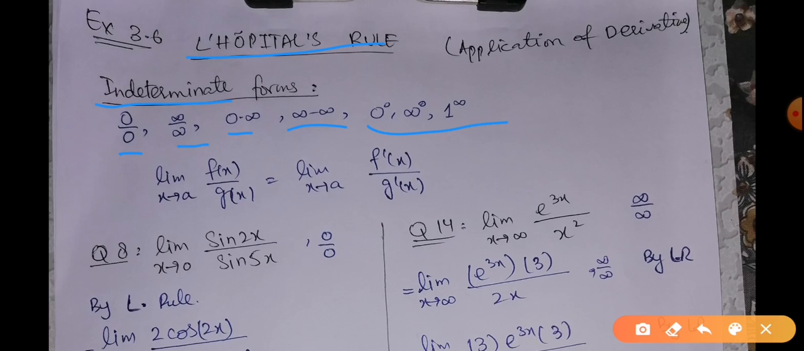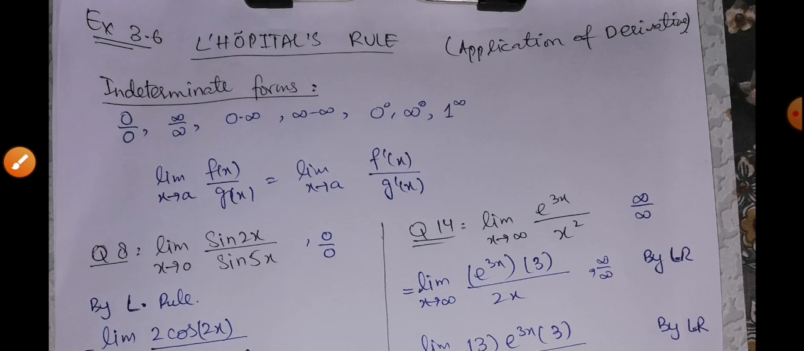It is basically applied on fraction forms. Whenever we have limit x approaches a, f of x over g of x, and we get some indeterminate form, then we simply take the derivative of the numerator and the derivative of the denominator, and then we apply the limit to get the final answer.